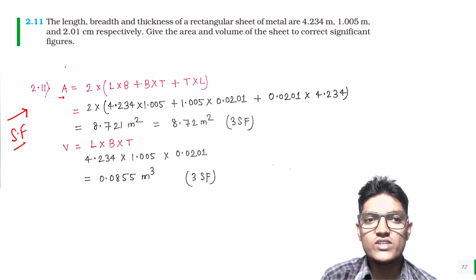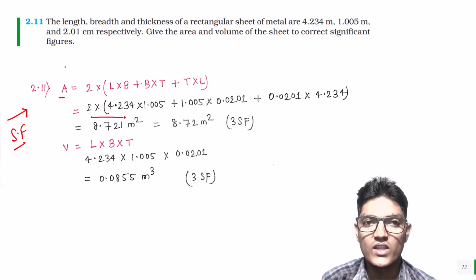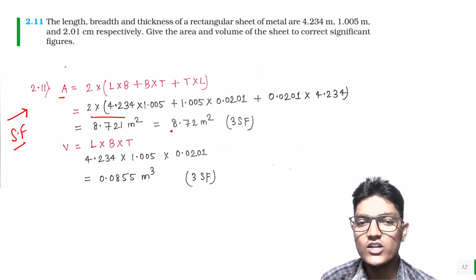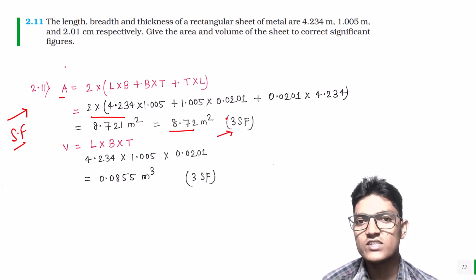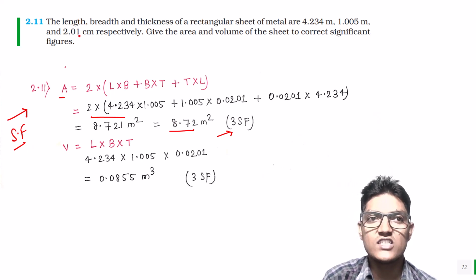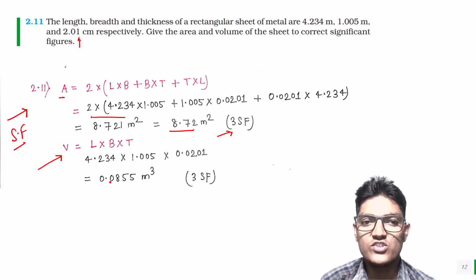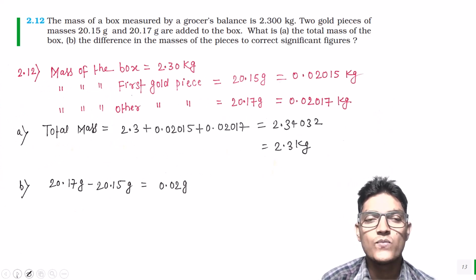So A is equal to 2 into (LB plus BT plus TL), which is equal to 8.721 meter square. That is equal to 8.72 meter square. That means 3 significant figures. You will remember that we choose the least significant figures among our values. So the least we have is 3 SF. Then the volume will be LBT, which is equal to 0.0855. Here also we have 3 SF, that is the right answer.